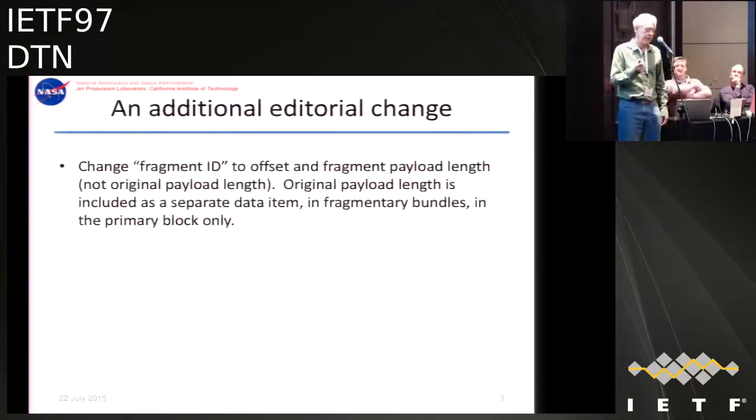I found that I had encoded a CBOR object called fragment ID, combining a couple of things that occurred frequently in the specification as a structure, and had written that up incorrectly as the fragment offset and the original payload length, when it ought to have been the fragment offset and the fragment length that defines the fragment.